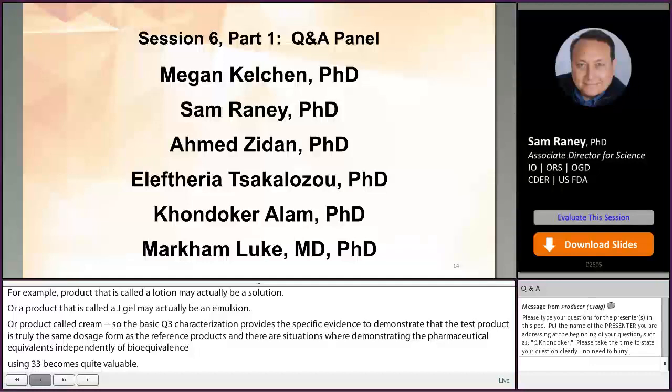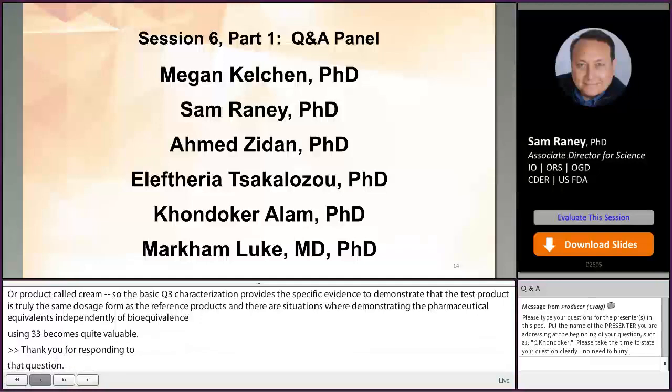How can we characterize oleaginous components for a simple petrolatum ointment?